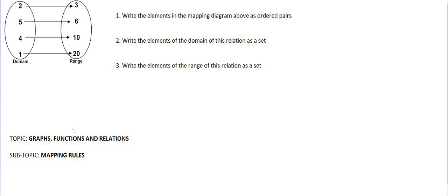All right, so today, school, our classes rather, ended at 10:50. So we didn't get to move on to the next topic, which was mapping rules. So before we get on to mapping rules, I'm just going to go through the question that I gave you as your homework. The first question says write the elements in the mapping diagram above as ordered pairs. All you have to do is write the x values separated by a comma with the y values. So let's start.